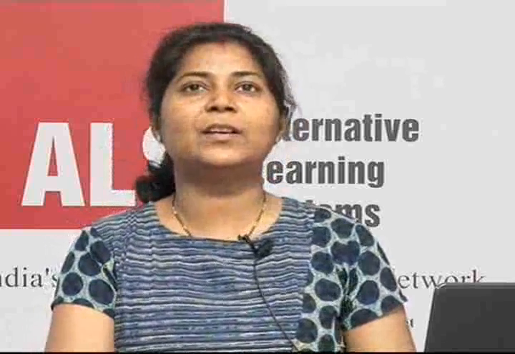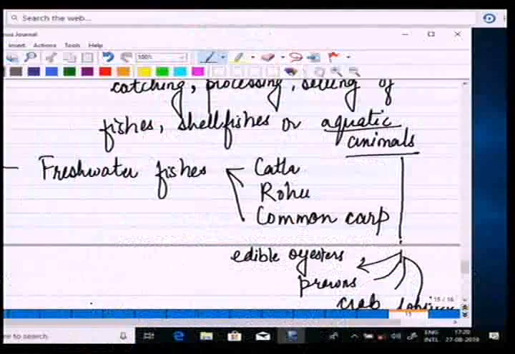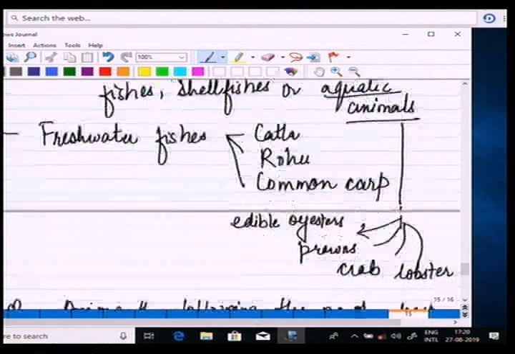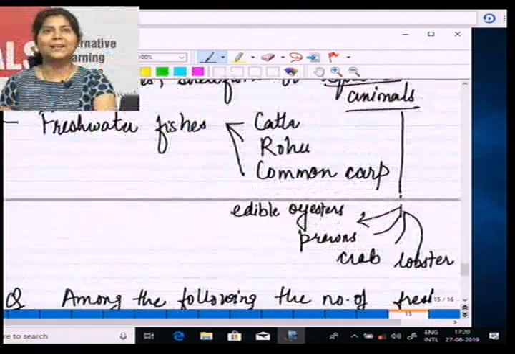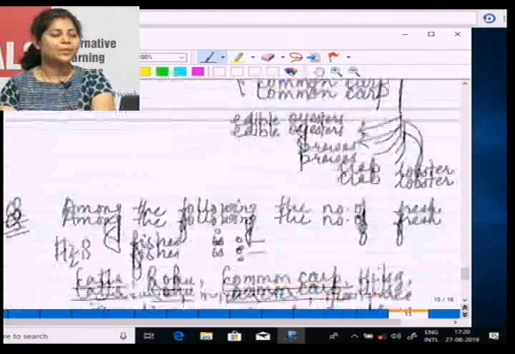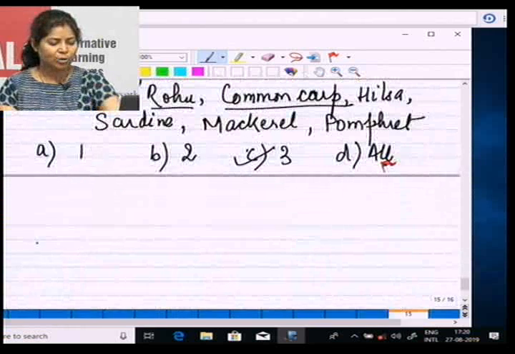Everybody, just now we were doing the fishery section, and in that section we were talking about some of the freshwater fishes. We talked about aquatic animals. What aquatic animals can we use? We can use edible oysters, prawns, crabs, lobsters. When you're talking about all these animals, their products are said to be fishery. So, freshwater fishes and marine also, isn't it?